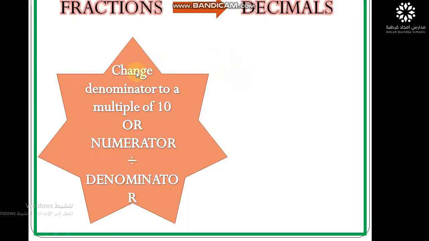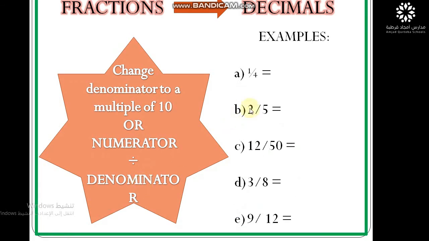Now, change denominator. How can I convert between fractions to decimals? Fractions to decimals. Change the denominator to a multiple of 10 or numerator divided by denominator. How? 1 over 4. How can I write it as a decimal? You remember? Do you remember that? Yes. Do you remember the friend is 2, the friend is 5, 4, 25, 8, 125.